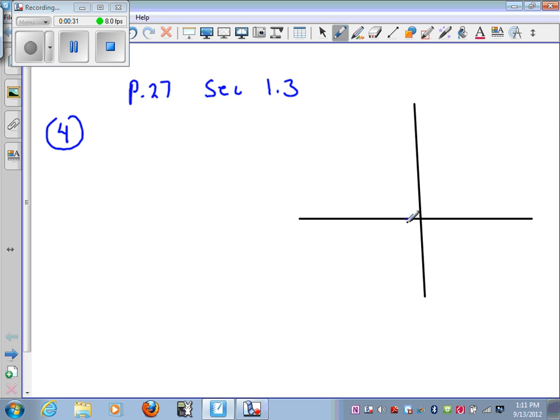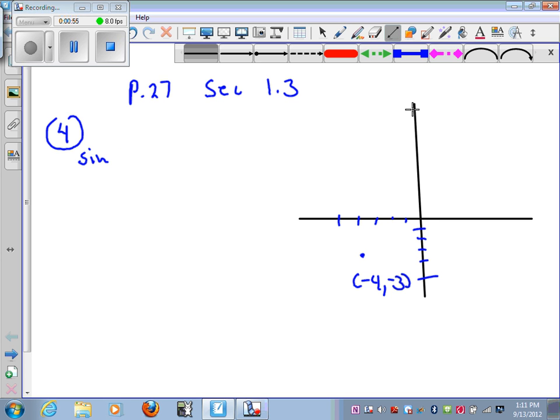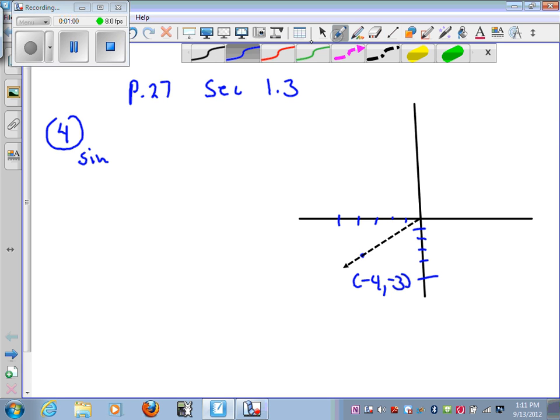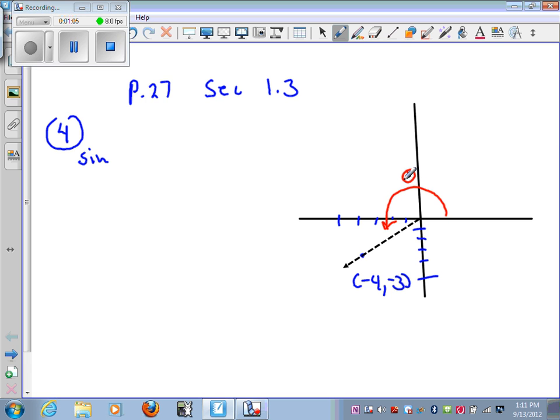So if you went 4 and -3, it'd be someplace down in here: (-4, -3). And we're supposed to do the 6 trigonometric functions. So the angle that we're dealing with is going to be that angle right there, and the rotation here. And so this is theta.